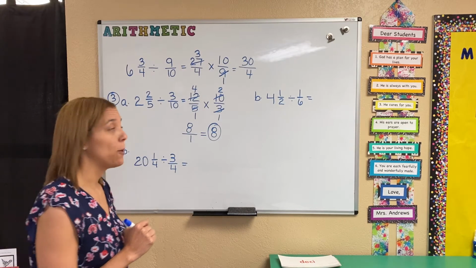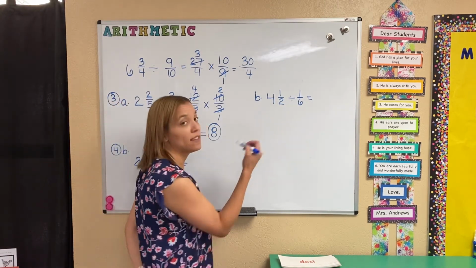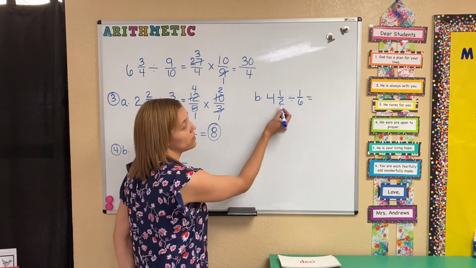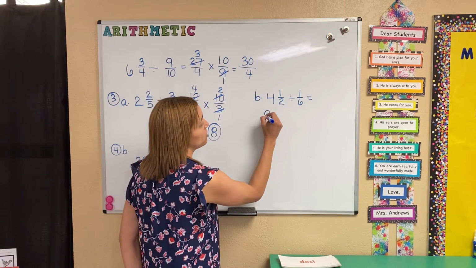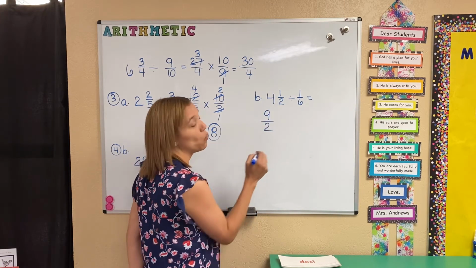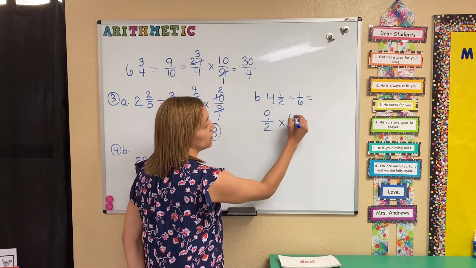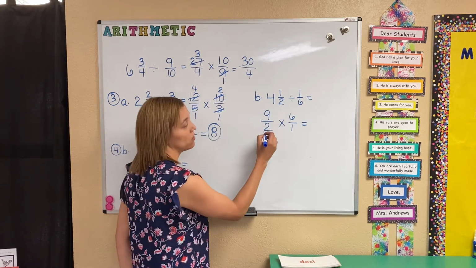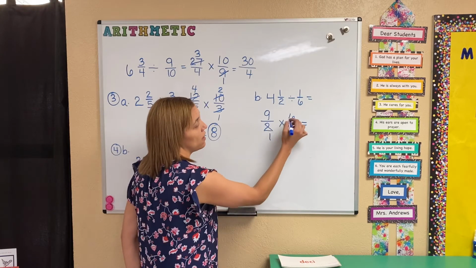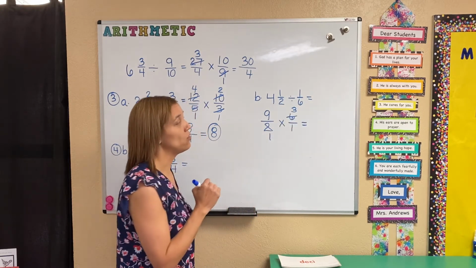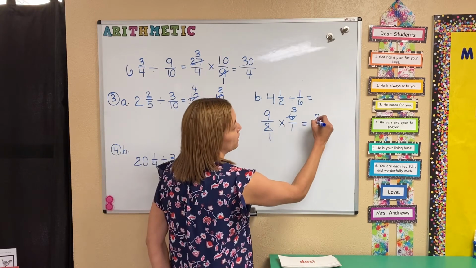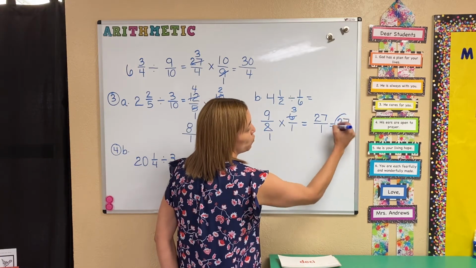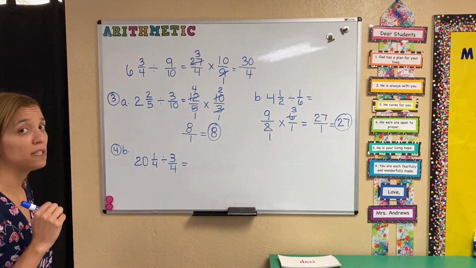Exercise 3, letter B. The same thing again. We change this into an improper fraction. 4 times 2 plus 1 is going to give you 9 over 2. We invert the divisor, 6 over 1, and we simplify the fraction. So we know that 2 goes into 6, and that would be 3 times. So 9 times 3 would be 27. 1 times 1 is 1, and our answer to letter B would be 27. You're with me so far?